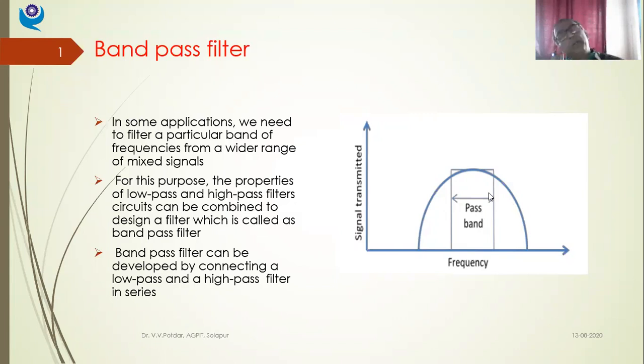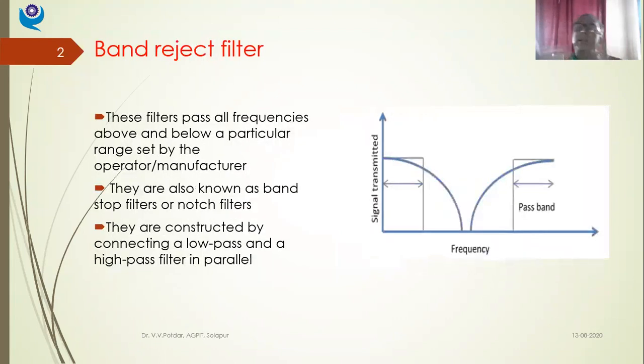Now, next one is band reject filter, the opposite of that. So what is my requirement here? The signal that I am receiving, I want only the initial part of the signal. I don't want the mid portion of the signal. I want only the later part. So I want the signal within this low frequency band, and I want the signal beyond this high frequency band, and I want to reject the signal in between.